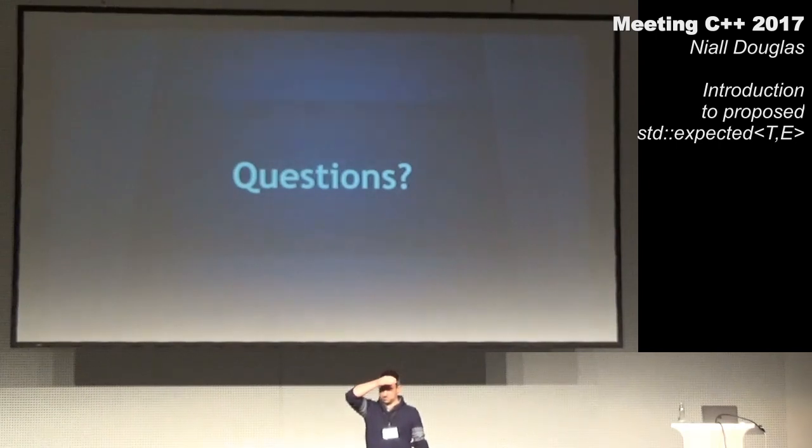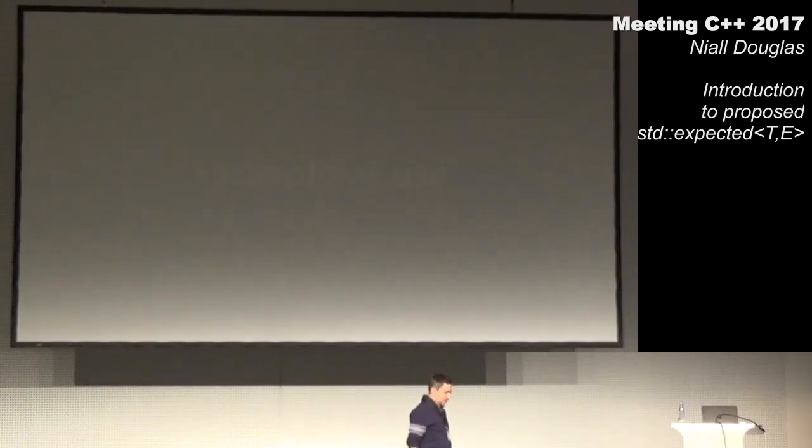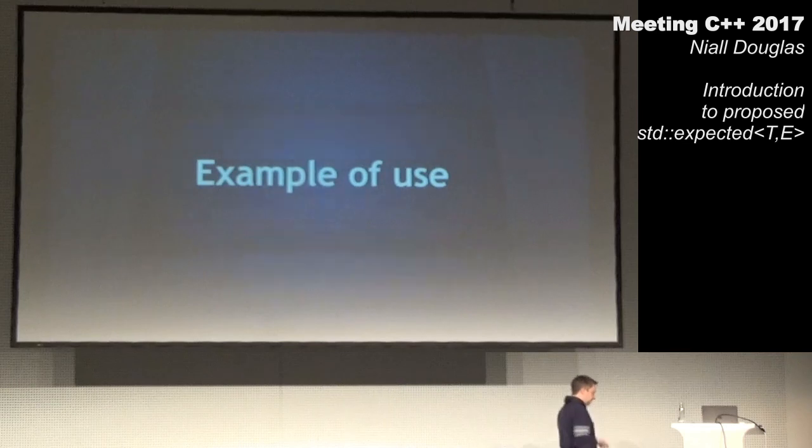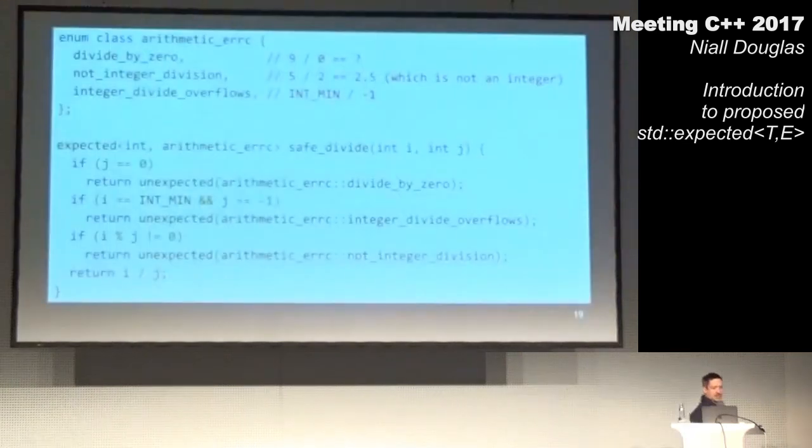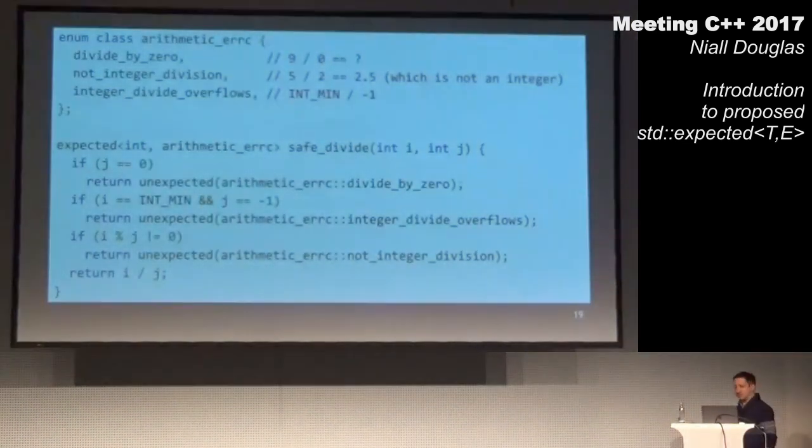Everyone else happy? Cool. Okay, I'll show you an example of usage, to give you some notion of how it works. I literally pulled this from Vicente's paper. Firstly, we define an error type, and we're going to call it arithmetic error C. We're going to define this error type with divide by 0, non-integer division, and integer divide overflows. We've given some examples over here to give you an idea of what that means.